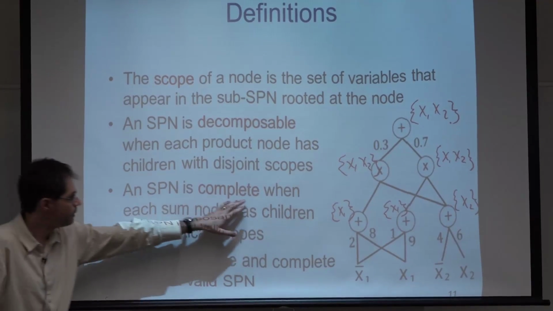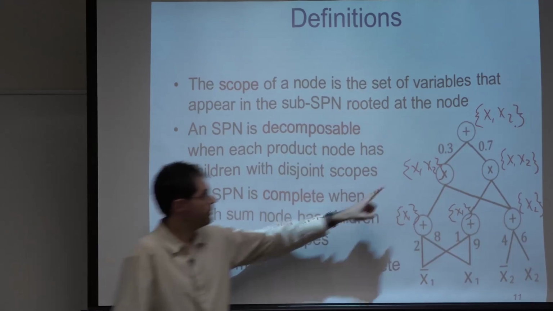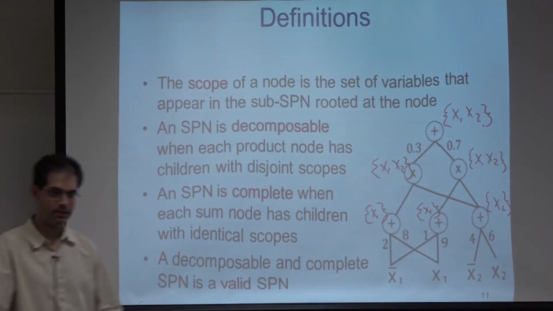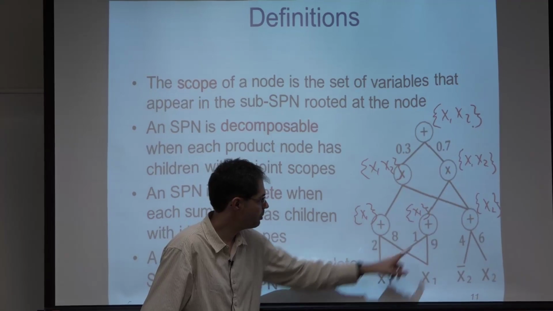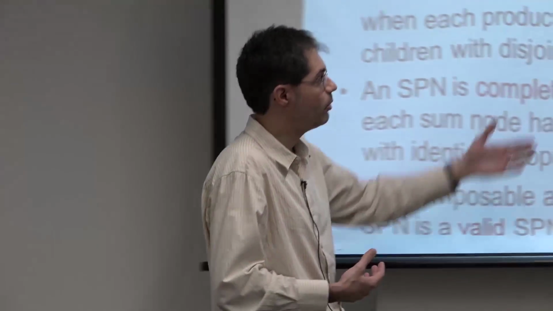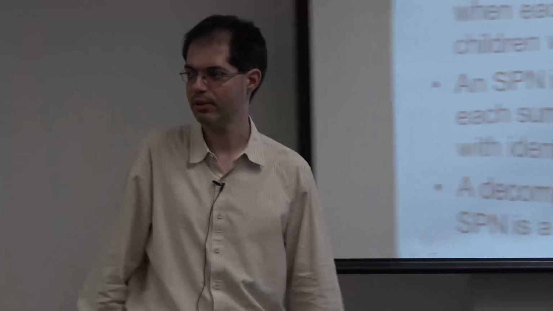The other important property is completeness. We'll say that an SPN is complete when each sum node has children with identical scopes. Here I have a sum node. It has x1 and x2 in its scope, and I look at the children. They have the same scope as well, identical. And for these plus nodes as well, they both have x1 as scope, and here also x1. Here they both have x2, so all of those are complete. Now the reason for completeness is that if we want to interpret the sum nodes as some sort of mixture distribution, if you take the mixture of two distributions, those two distributions better be with respect to the same variables. Otherwise, how can that make sense? So you have to have two distributions with respect to the same variables. That's the reason for this notion of completeness.